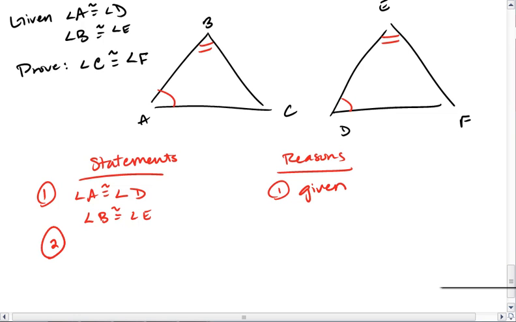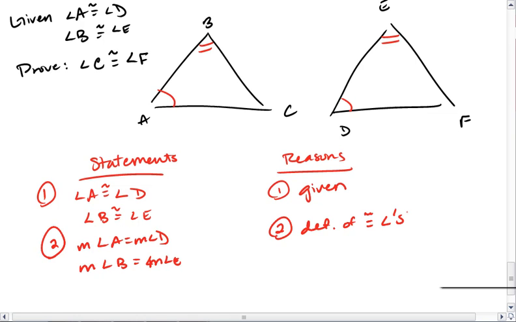I then know that measure of angle A equals the measure of angle D, and that measure of angle B equals the measure of angle E, and this is by definition of congruent angles.